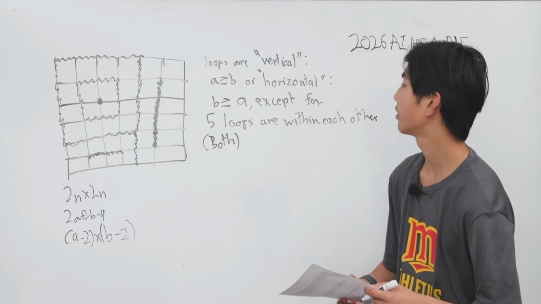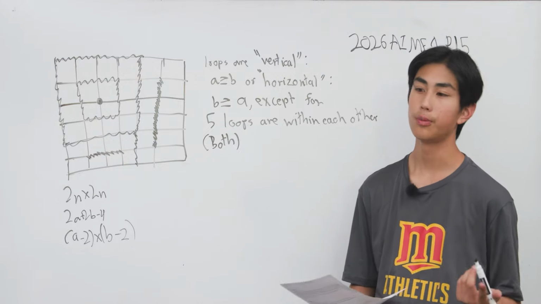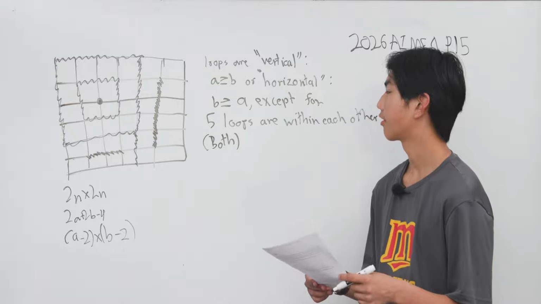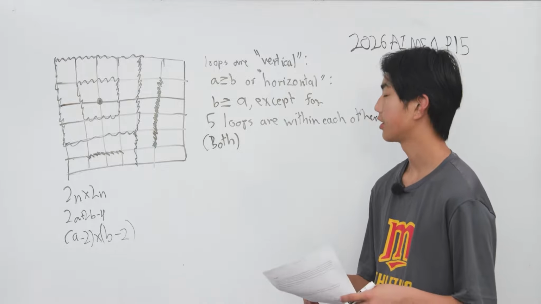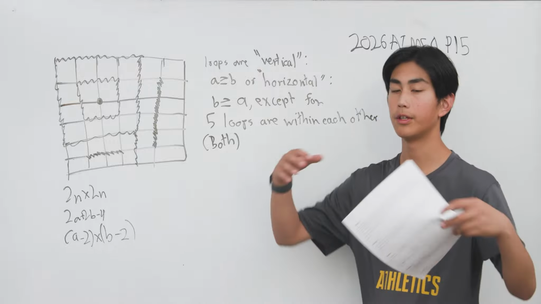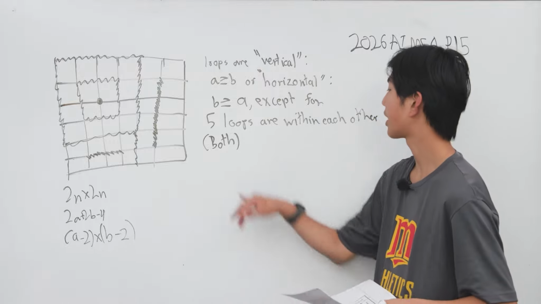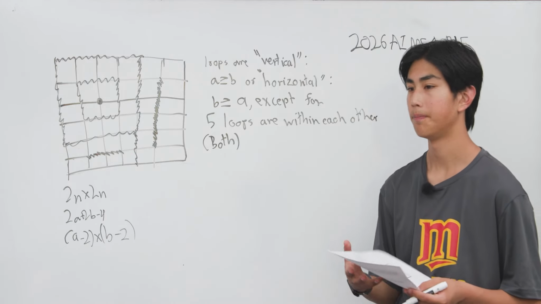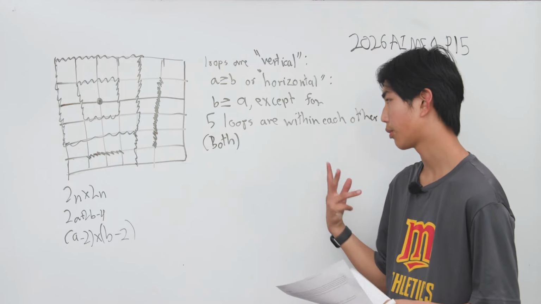Now, what we notice here is that their loops are either horizontal or vertical. When they're vertical, a is greater than or equal to b, and when they're horizontal, b is greater than or equal to a, except for the one case where every loop is within each other. So this satisfies both, so we can say it's an outlier. When we count the number, we have to subtract this since we count it twice.